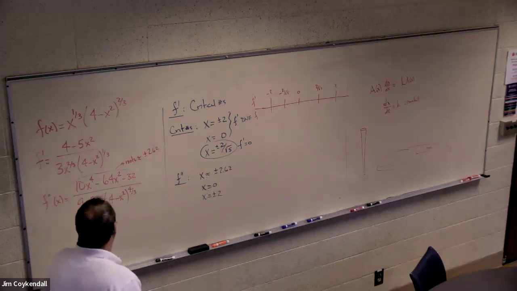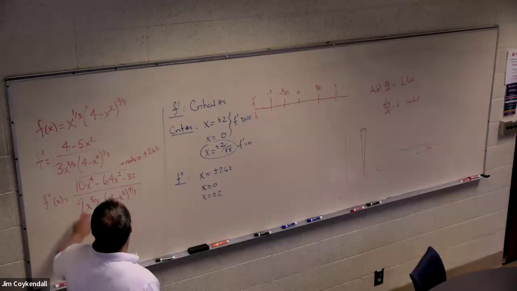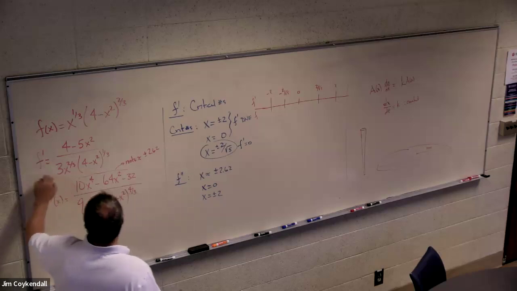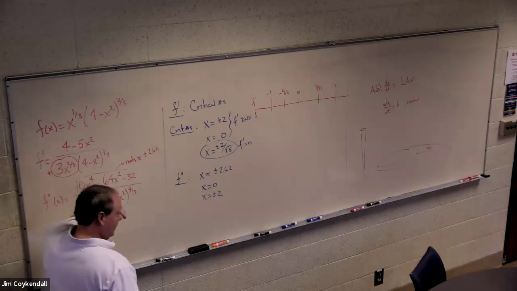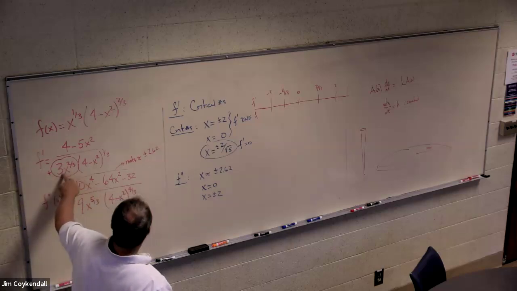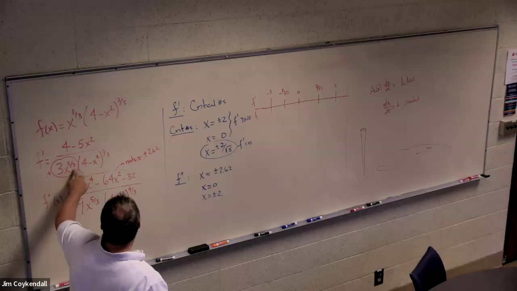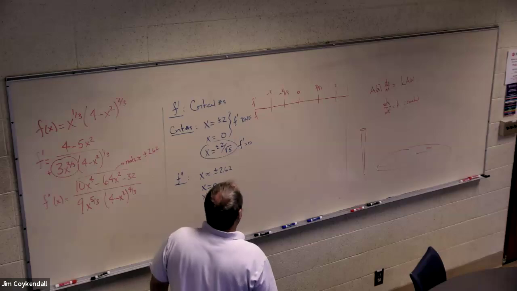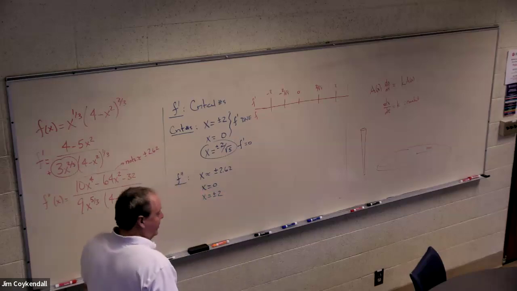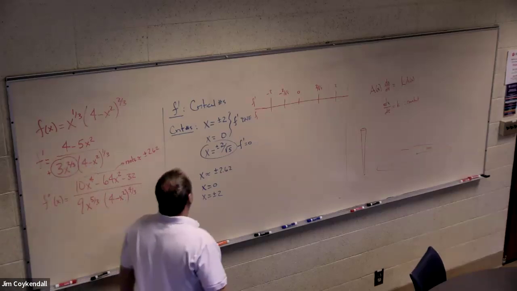Okay, so let's be careful. F prime, notice in the derivative, this piece is always positive, right? Because it's to the 2/3 power, this is always going to be positive. So I don't have to consider this. I'm trying to figure out my sign. What happens when I'm beyond 2? Something like 3. Negative, negative.